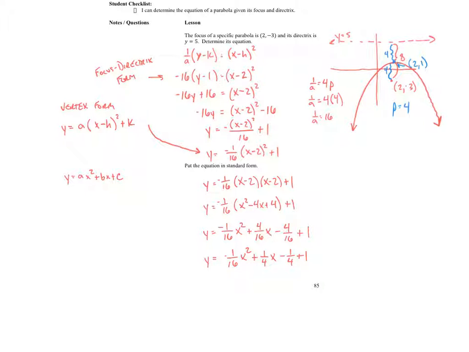plus 1. And the last thing we've got to do is put these two things together. So instead of writing this 1 as 1, we could write it as 4/4. And then I can finally add those. So I'll get y equals negative 1/16 x squared plus 1/4 x plus 3/4. And now it is in standard form.